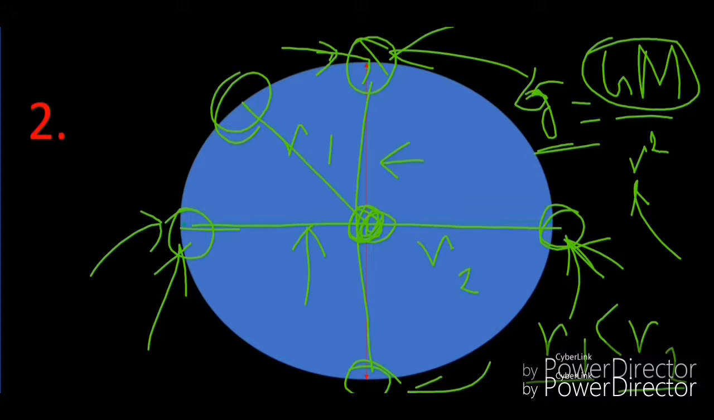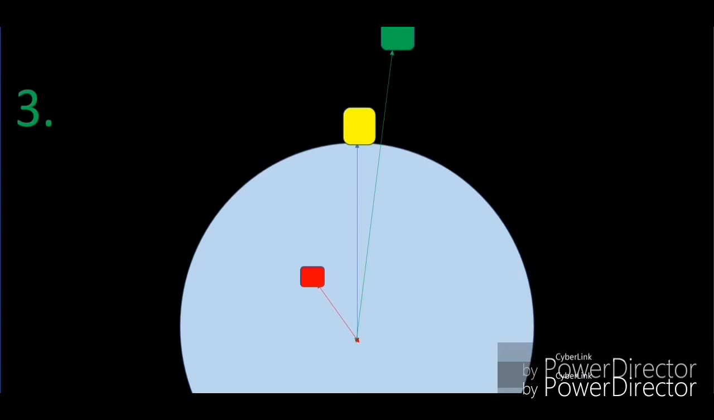So let's continue to the next cause. This is the third and final cause. Here you see the Earth, and some objects are placed in different places. You see?